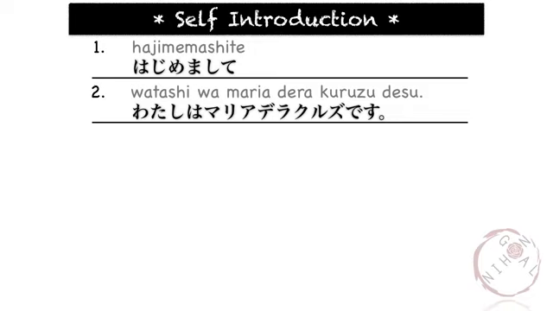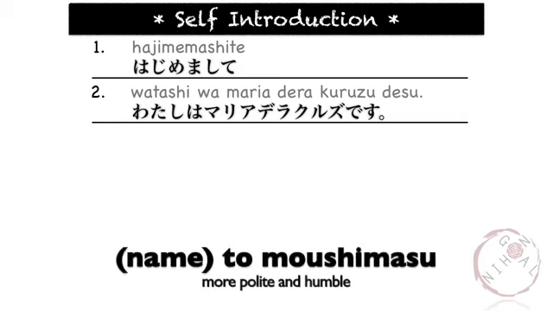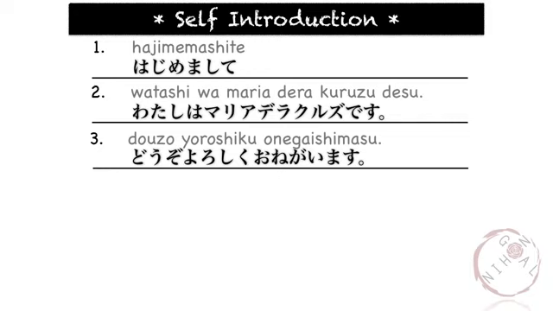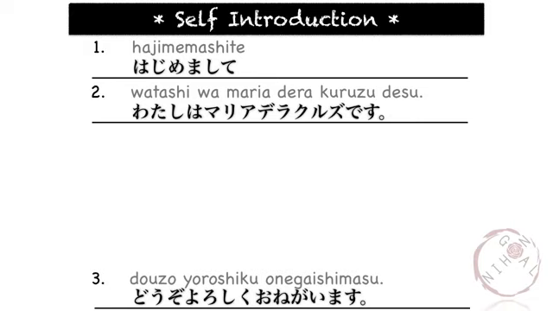Another way of saying desu, or watashi wa Maria de la Cruz desu, is instead of desu, you use moushimasu. Moushimasu is a much more polite way of introducing yourself. And then followed by dozo yoroshiku onegai shimasu. So this means pleased to meet you or please be nice to me. So this is the basic way of introducing yourself in Japanese. はじめまして。私はマリア・デラクルスです。どうぞよろしくお願いします。Okay, so you can make it very simple or you can add more.